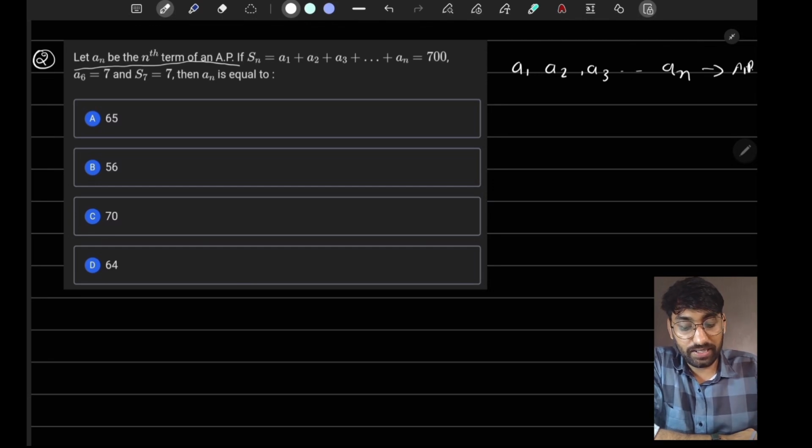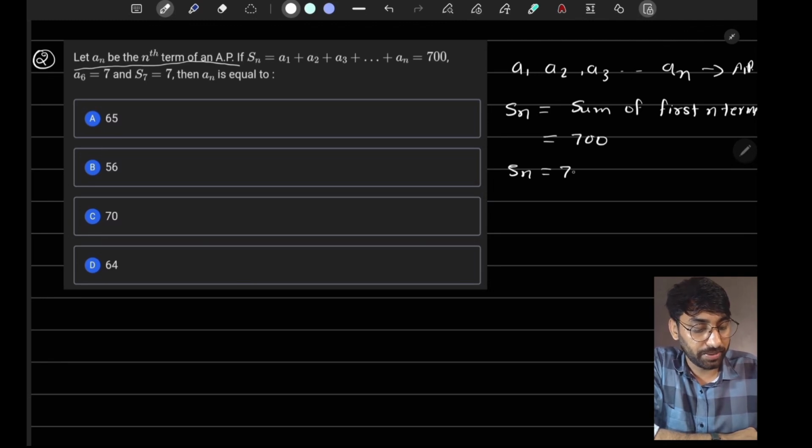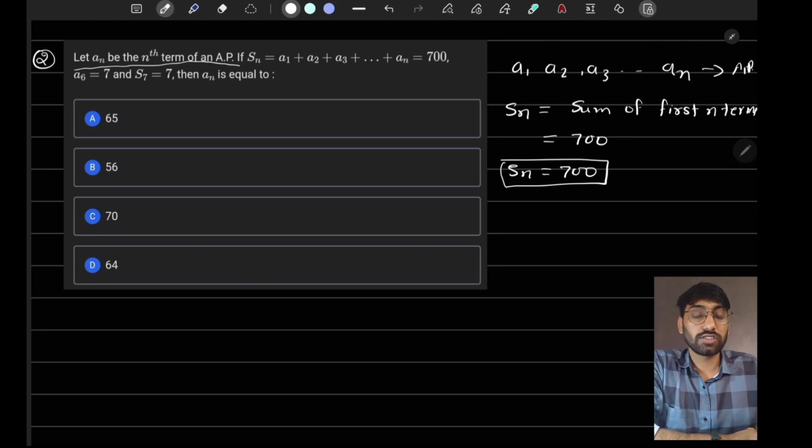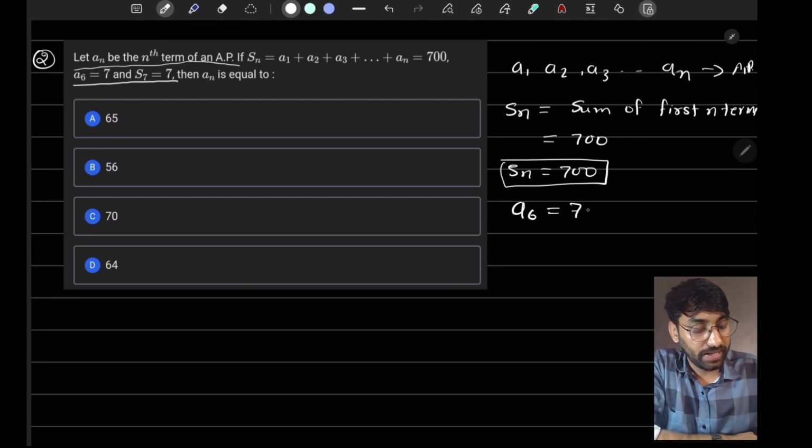Okay. And they are saying that Sn is nothing but A1 plus A2 plus A3 till AN. It means Sn is nothing but the sum of the first n terms. Correct. Which value they have given, that is nothing but 700. It means Sn equal to 700 they have given. Now another information they have given, that is A6 equal to 7 and S7 equal to 7. So A6 they have given as 7 and S7 they have given as 7. Correct.